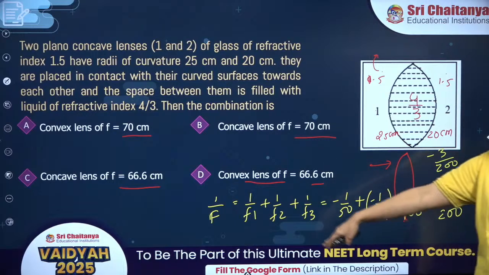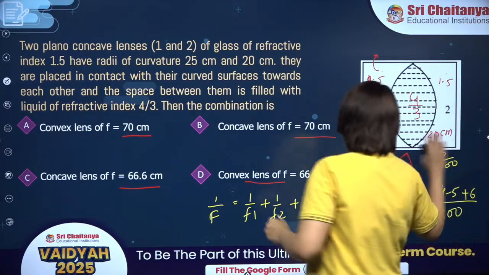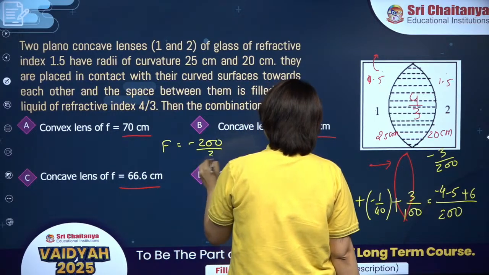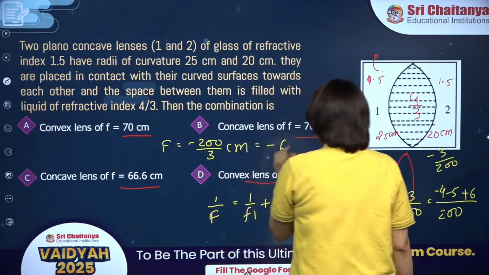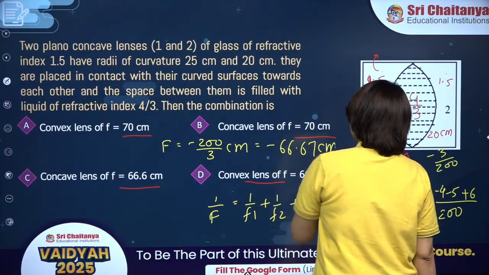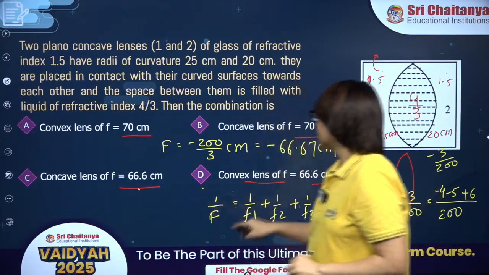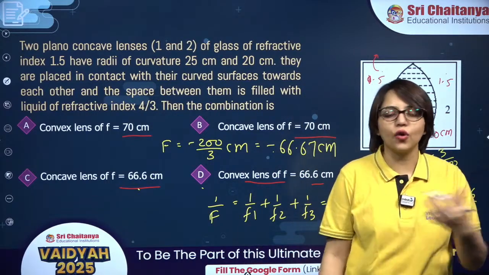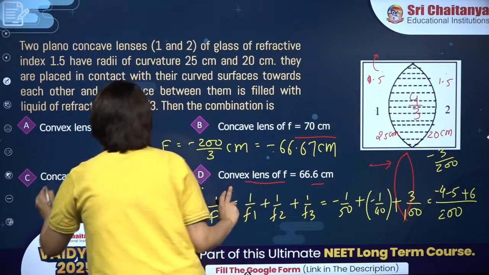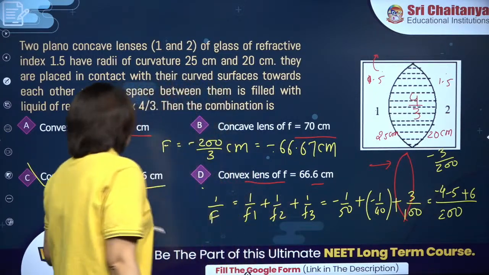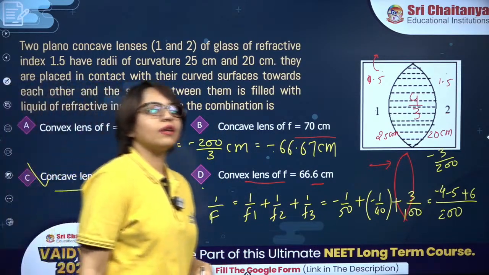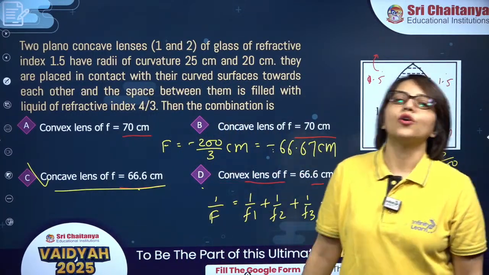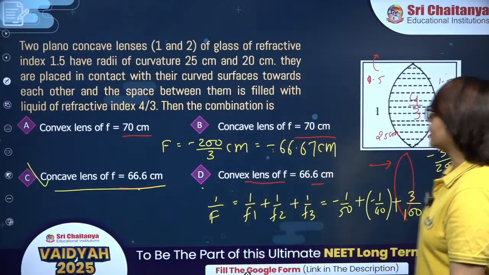That is 1 upon F equivalent, right? So 1 upon F equivalent is minus 3 upon 200. So F equivalent will be minus 200 by 3 centimeter, which is equal to minus 66.67 centimeter, right? So either C or D are correct. Now this minus sign shows that it is a concave lens. It is behaving like a concave lens, not the convex one. So correct answer is option C. Focal length is negative for concave and it is positive for convex. So it is coming out as negative. That means it is behaving like a concave lens. Fine. Well done, guys.